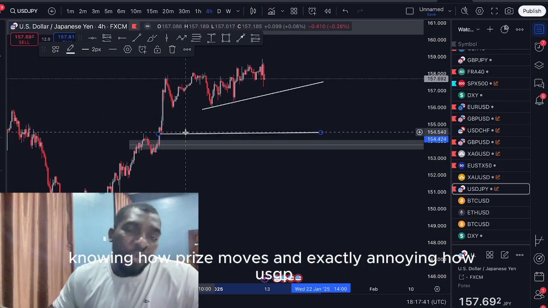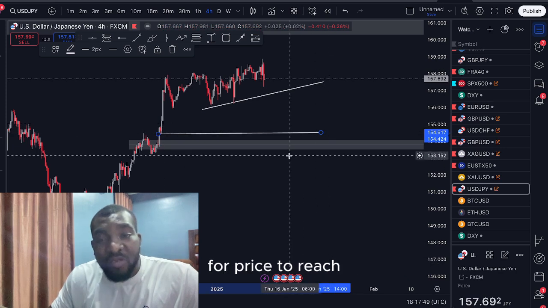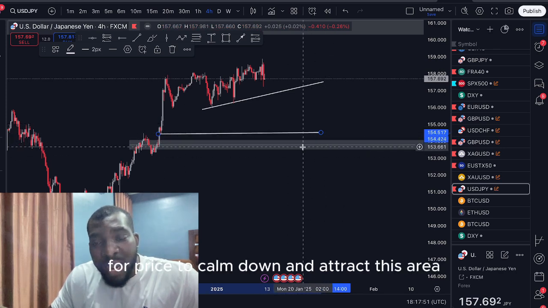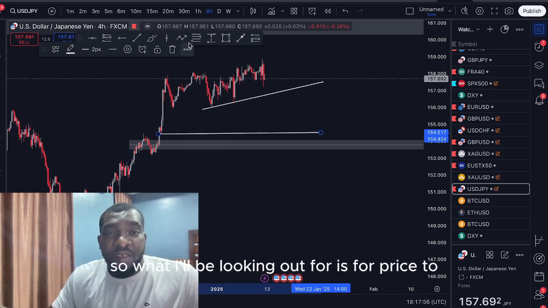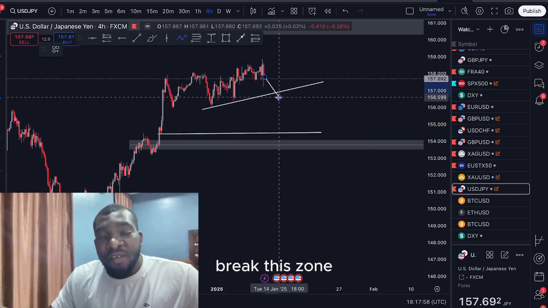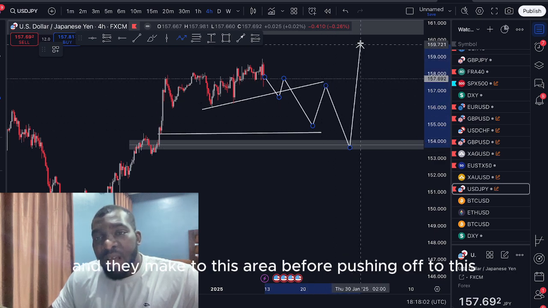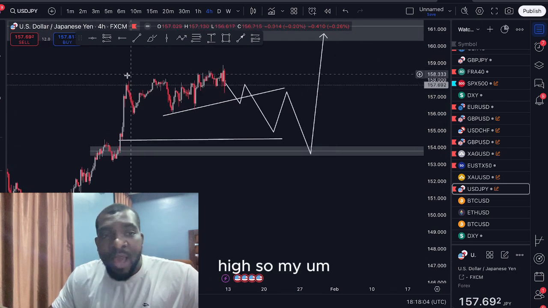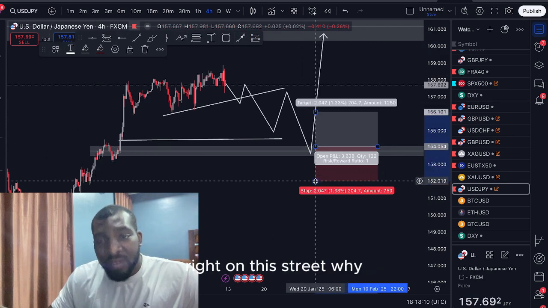But now, knowing how price moves, and knowing how USD JPY definitely moves, we understand that this could be a liquidity for price to reach, for price to come down and attract this area around here in order to give us a buy. So what I'll be looking out for is for price to break this zone, still give us that confirmation to the downside, and then make this our area before pushing up to this high. So I'm going to be taking an aggressive entry right on this trade.